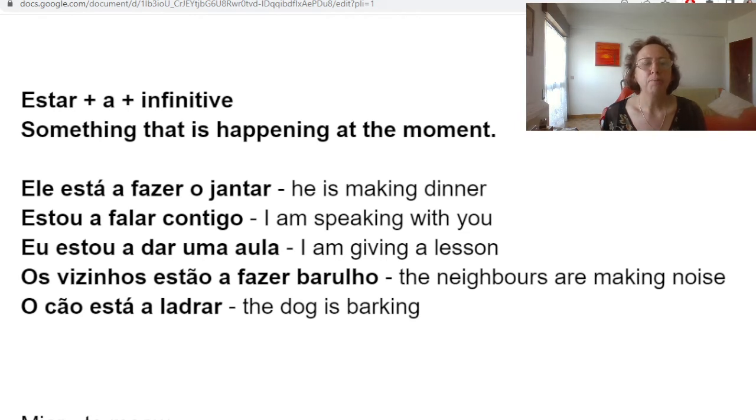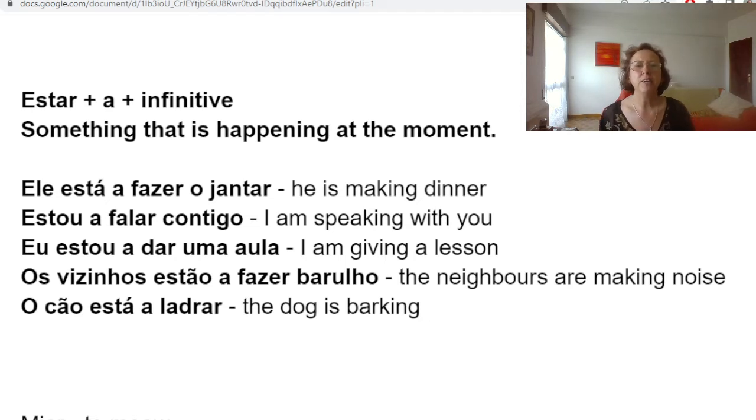So you see, to make these phrases, what we do is we conjugate the verb estar. So we change estar for each person. Eu, tu, ele, nós, etc. And then we place the a and then the infinitive. So estar, a, infinitive. So we can see ele está a fazer o jantar. So we've got está a fazer.